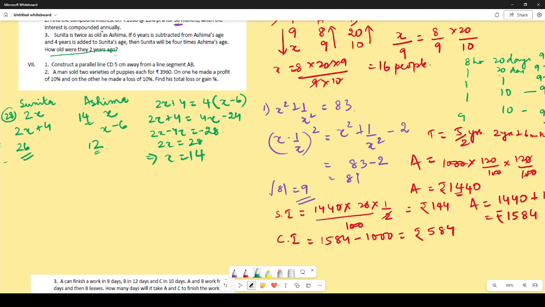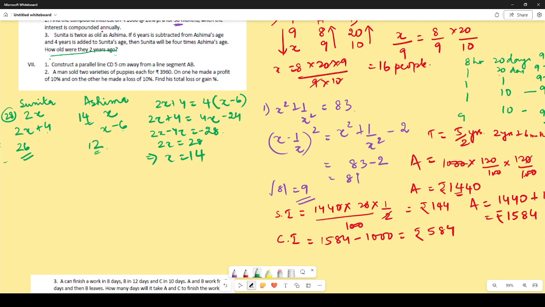So many of you put this minus 2 into the equation as well, but it wouldn't work because the equation says that Sunita will be 4 times Ashima's age only when 6 years is subtracted from Ashima's age and 4 years is added to Sunita's age. It does not talk about 2 years ago or 2 years later on or whatever the timeline is, right? So that is why you need to be very careful about that.